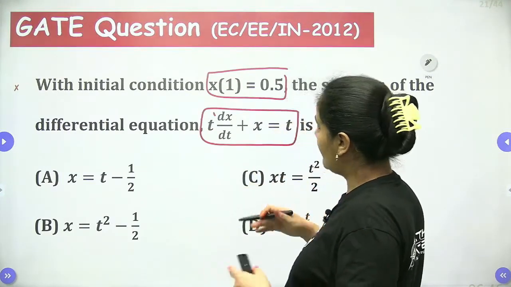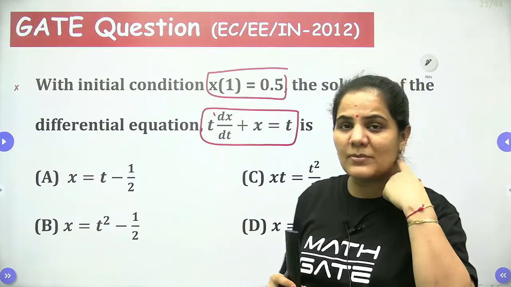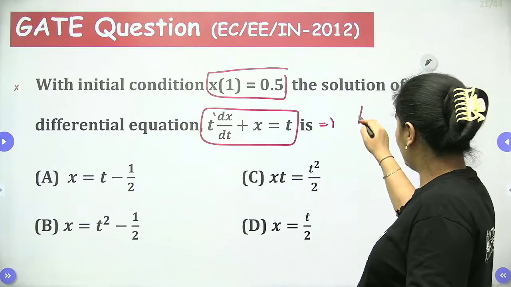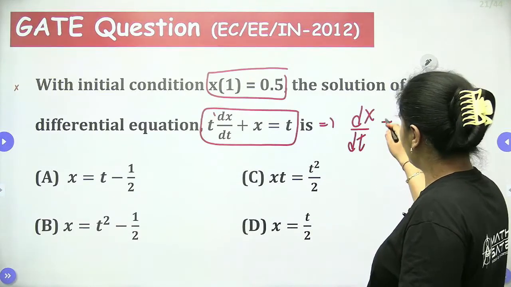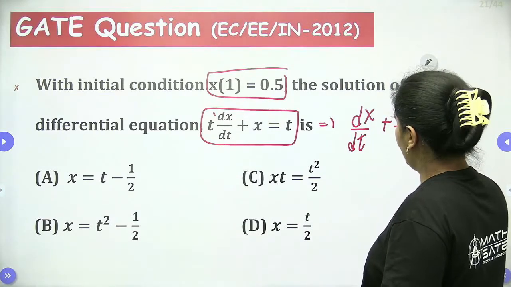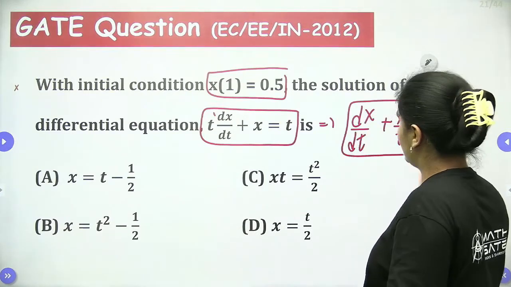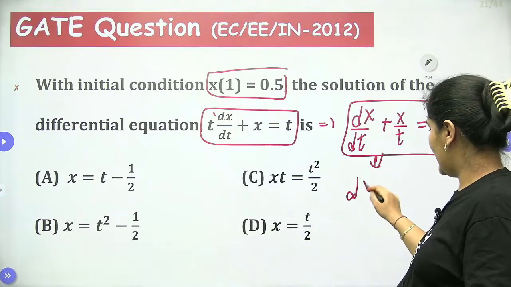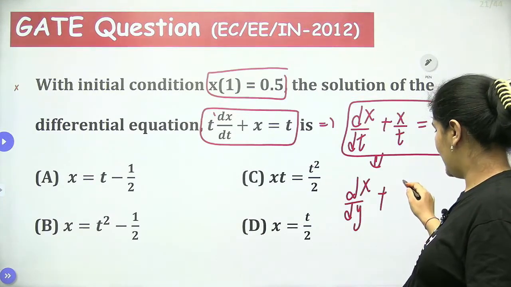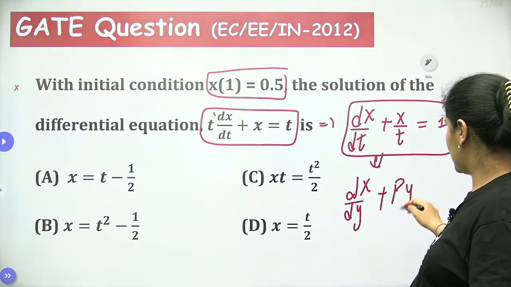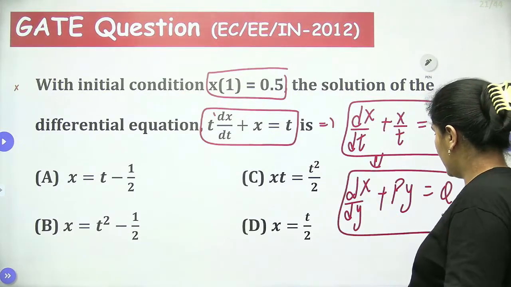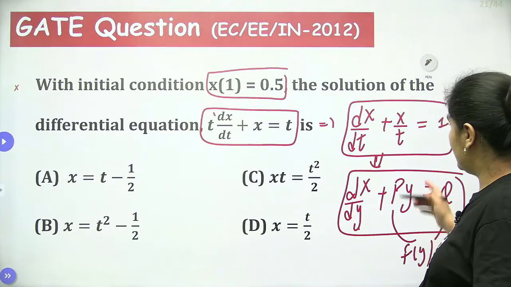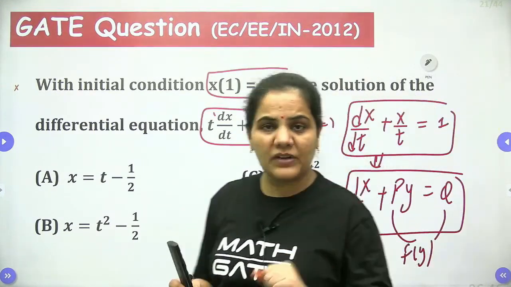Till now we were discussing dy by dx or dx by dy form. Here we are having dx by dt form. Let's write it down in a simple manner. Dx by dt plus x by t is equals to 1 only. Yes, exactly. When you approach, t and t will cancel out. So you can compare this equation as dx by dy plus Py is equals to Q only. P and Q should be functions of y, so here P and Q should be functions of t only.